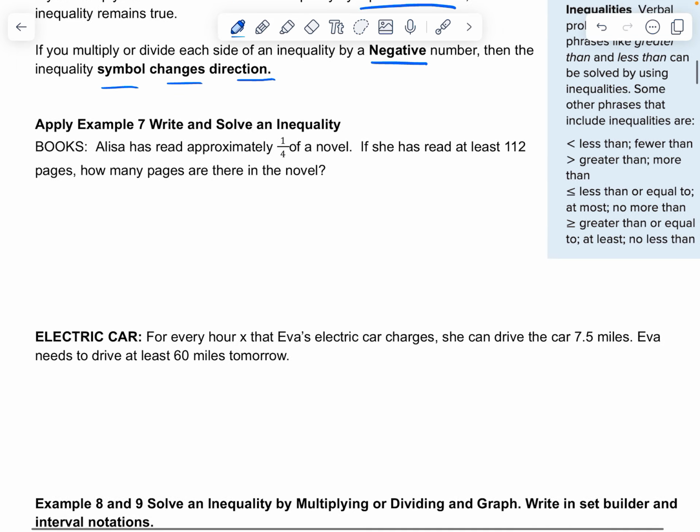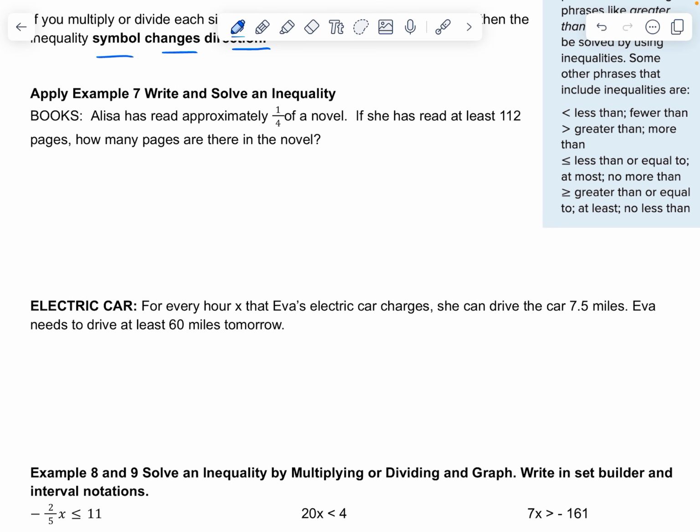Okay, so let's look at this. Alyssa has read approximately a fourth of the novel. Do we know how many pages are in the thing? Nope. If she has to read at least, so that means it's got to be greater than or equal to 112. So we know it's 112, it has to be bigger than. And a fourth of the novel. I don't know why I wrote a half. A fourth of the novel. I'm going to use n. So multiply both sides by 4 and get n is greater than or equal to 448 pages.